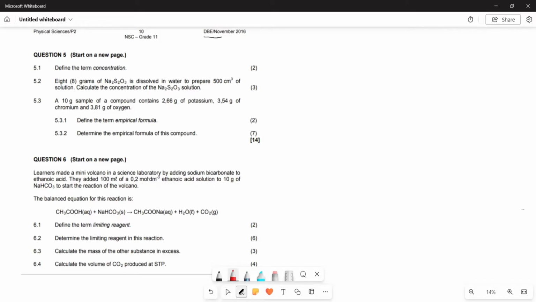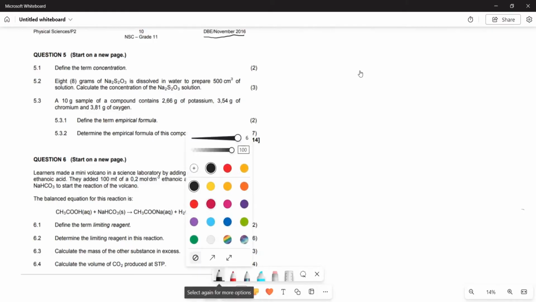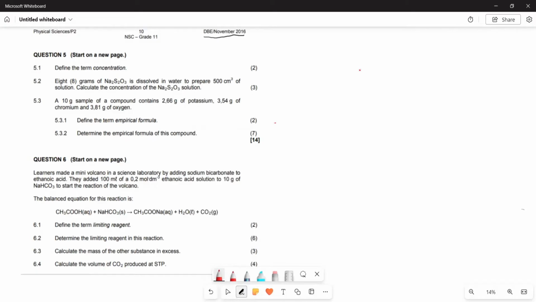Now what we are going to be looking at today is our November 2016 past paper, and we are still looking at the section of stoichiometry, or rather, the quantitative aspect of chemistry. Now, let's start with your 5.1.